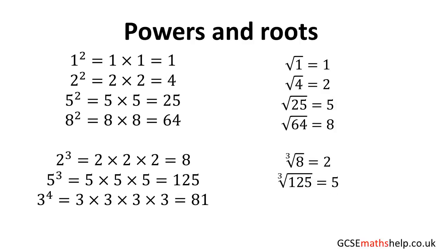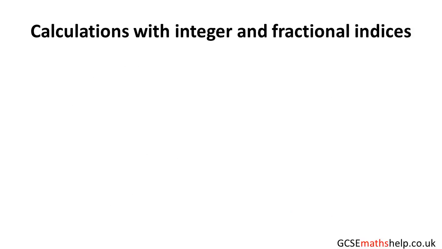3 to the power of 4, 3 times 3 times 3 times 3 is 81. So the fourth root of 81 is 3. What number times by itself 4 times gives you 81, and that's 3.